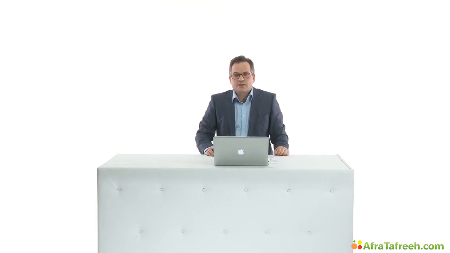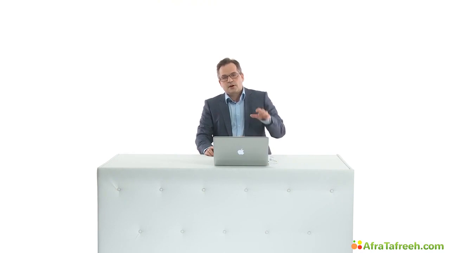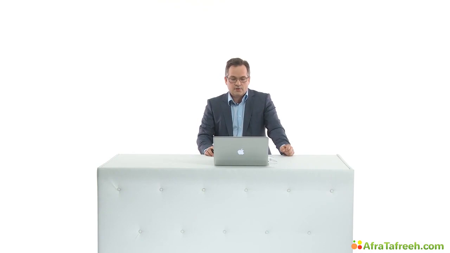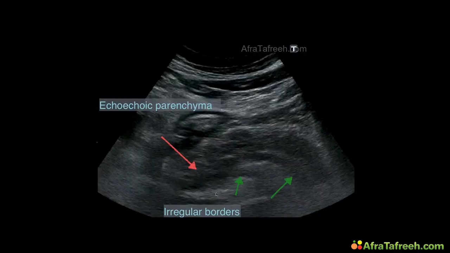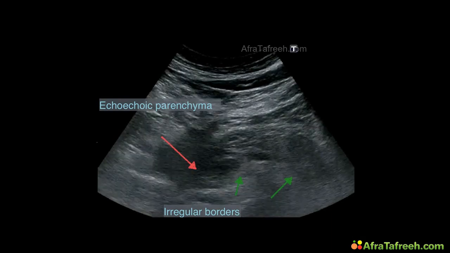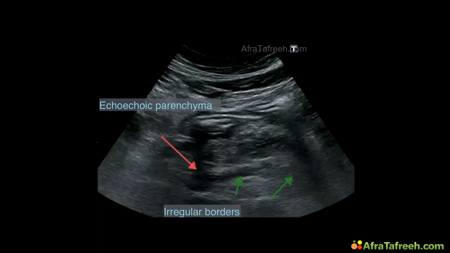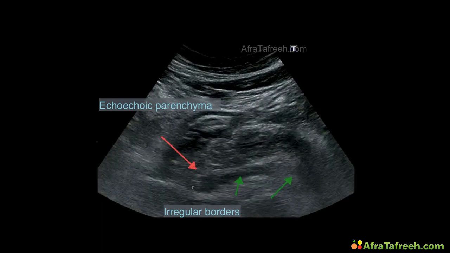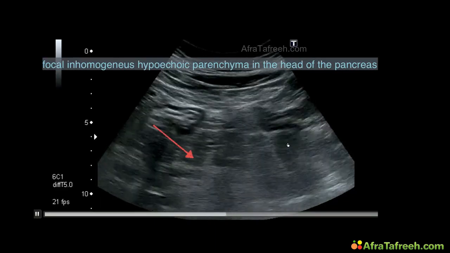In other cases, we only see a focal pancreatitis, so that there are only some regions where we see this hypoechoic changing of the parenchyma. We can see it over here. Also irregular borders are seen at the body of the pancreas. And in the loop, you have to take a close look at this area, hypoechoic, quite dark in comparison to the body and the tail. So a focal, inhomogeneous, hypoechoic parenchyma in the head of the pancreas. The inflammation has only taken place in the head of the pancreas.